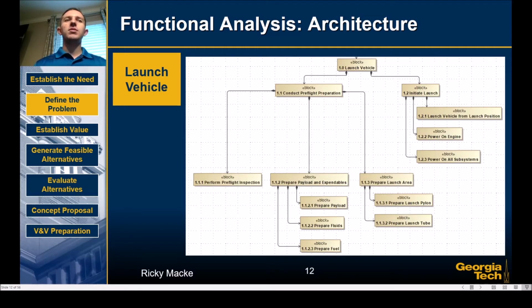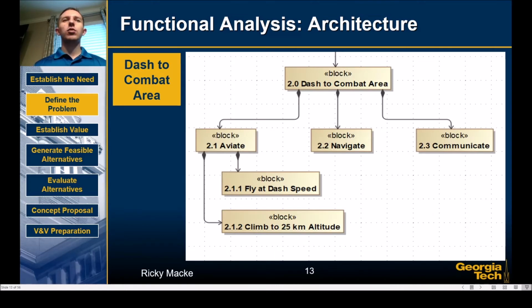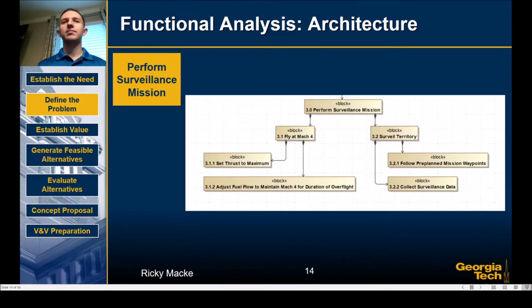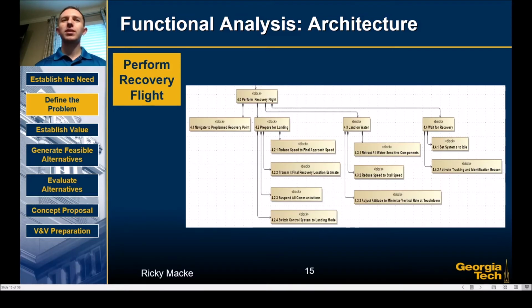And the further decomposition will start with the first phase, the launch vehicle. That's decomposed into pre-flight operations and then an initiate of the launch. Next, after launching, it flies to the combat area, and that's decomposed into aviate, navigate, and communicate operations performed as it's conducting that flight. Then it performs its actual surveillance mission, so that includes flying at the Mach 4 number and also conducting the surveillance operations itself.